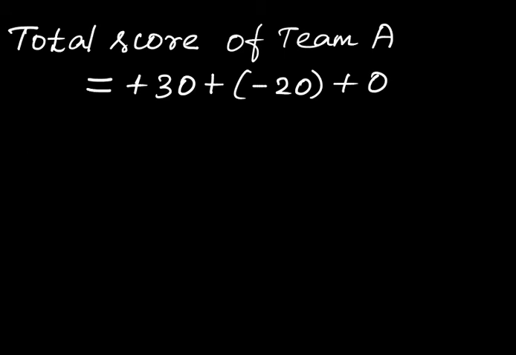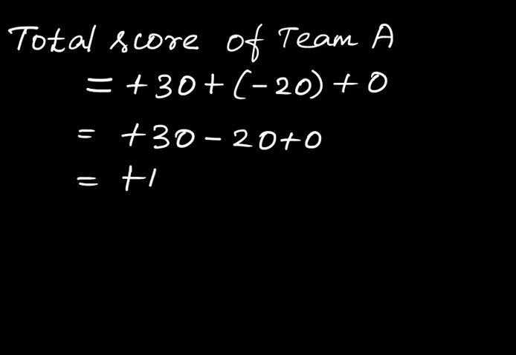First we need to find the total score of Team A, and for that we need to add the points which they have scored in 3 rounds. So that is plus 30 plus minus 20 plus 0. Remove the brackets, you will get plus 30 minus 20 plus 0. So plus 30 minus 20, the value is plus 10.